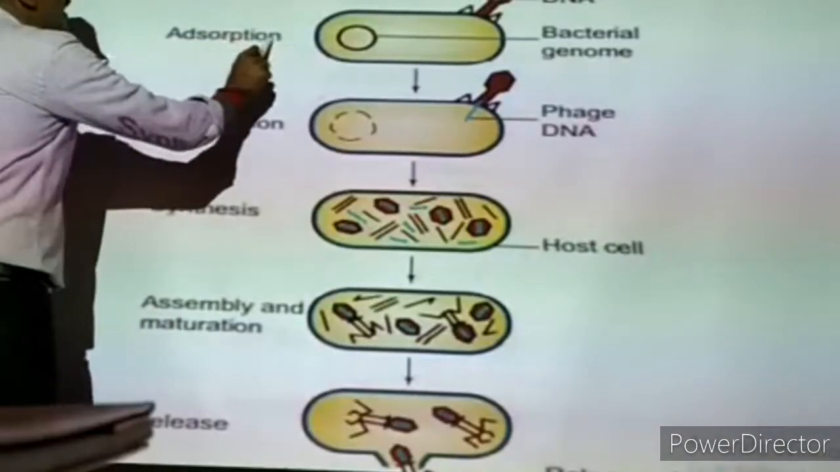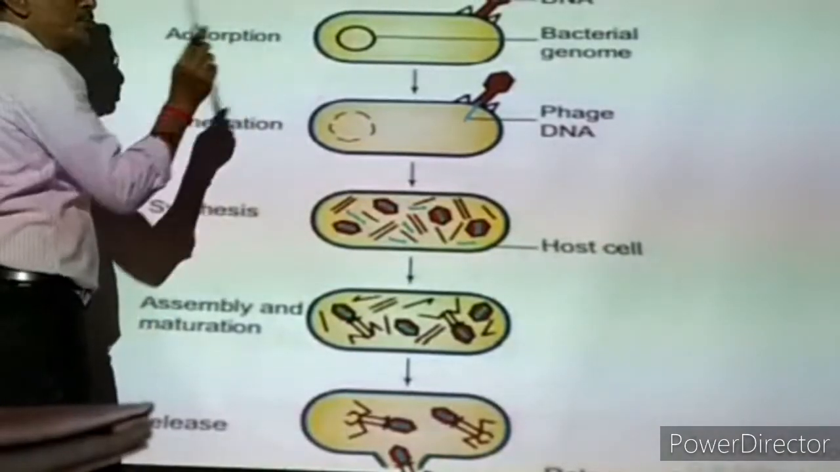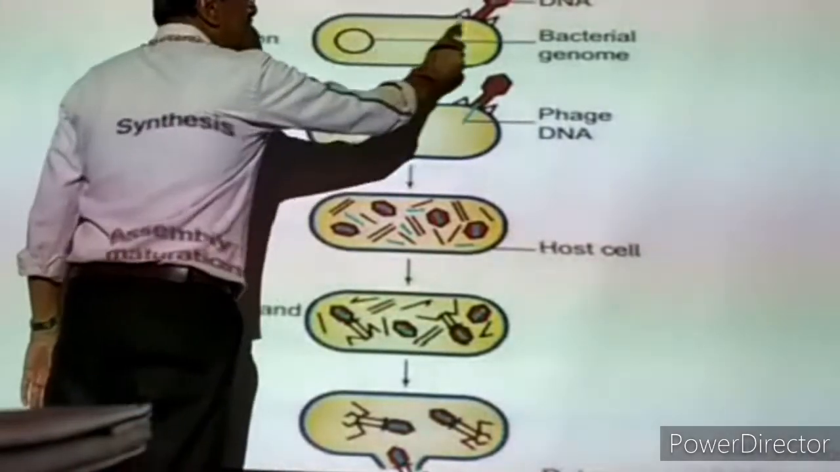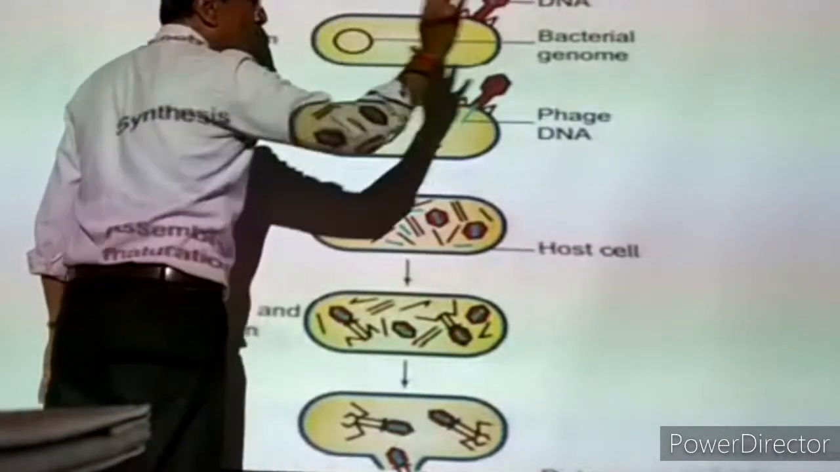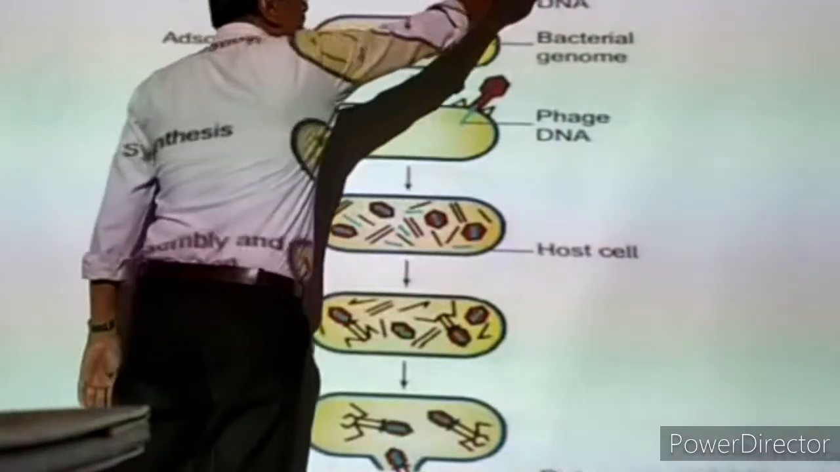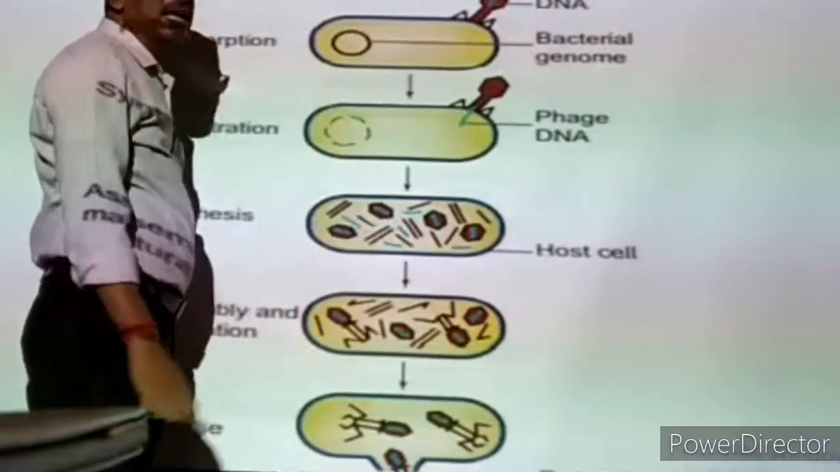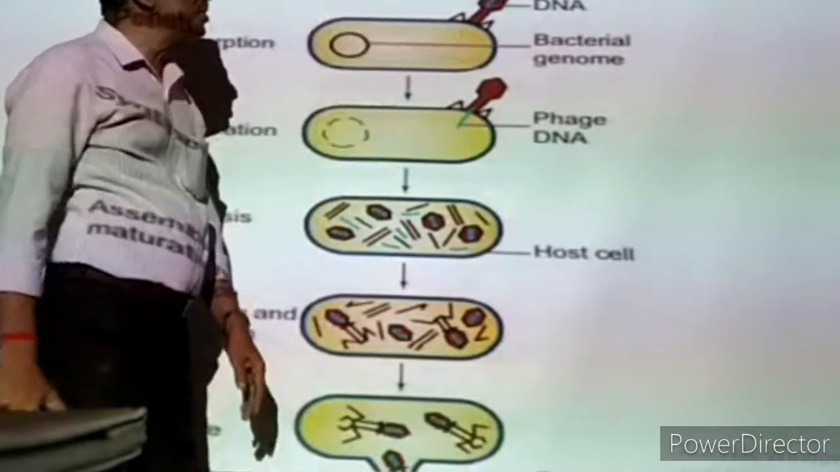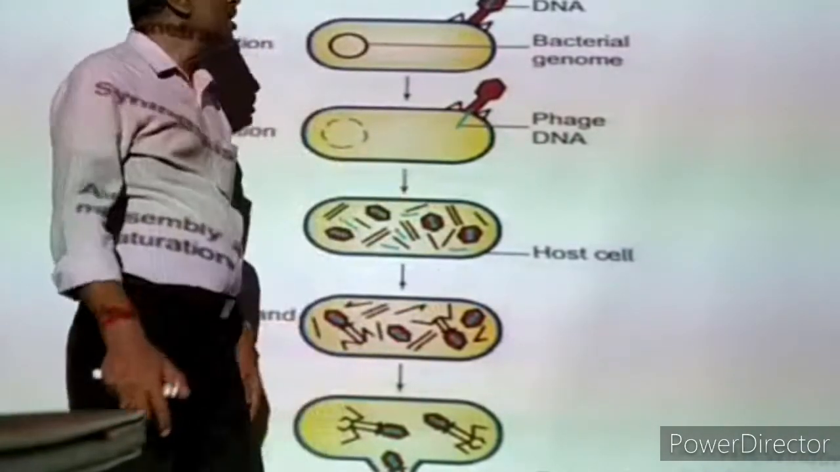Now we are going to see adsorption. Not absorption, it is adsorption, attachment. Now this is the bacterial cell I told you, it is having all its components. Now one virus, a bacteriophage, is coming and attaching on the outer surface, anywhere, here, anywhere it will come and attach by chance. It is by chance.